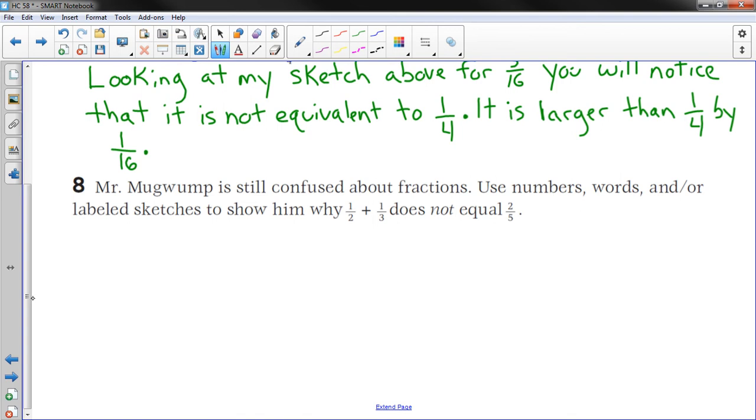Number 8. Mr. Mugwump is still confused about fractions. Use numbers, words, and/or labeled sketches to show him why half plus 1/3 does not equal 2/5. Well, 1/2 plus 1/3. And hopefully by now you know the denominators, the numbers on the bottom, have to be the same before you can add them. So I'm going to use sixths to represent these two numbers.